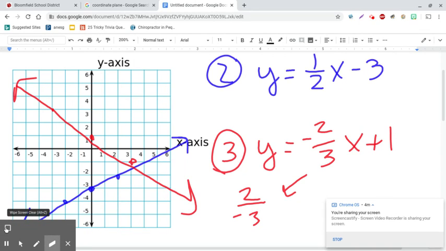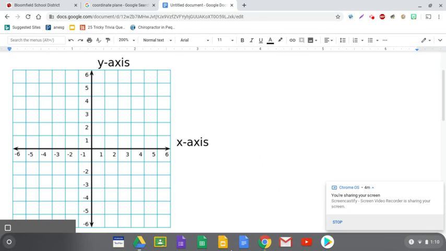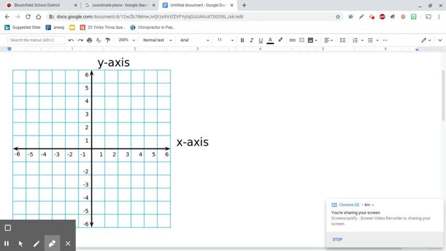Now we're going to do it the opposite way. All right? I'm going to give you a graph, and you're going to tell me what it is. Okay?